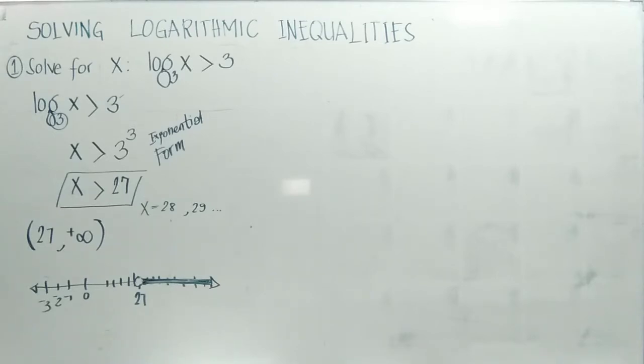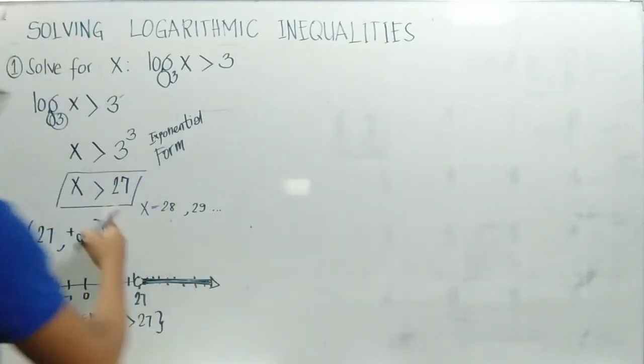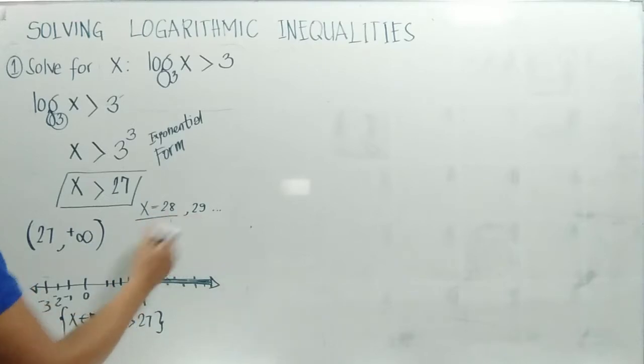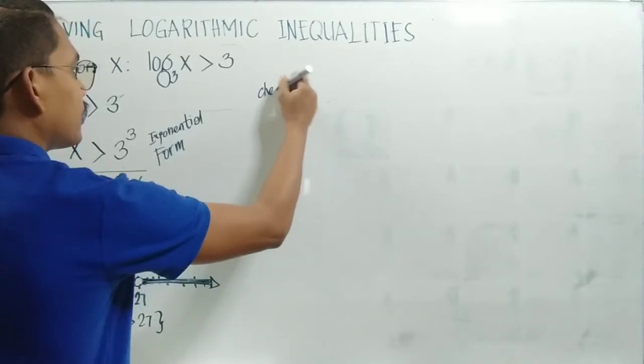Okay, so I guess that you can understand it using this illustration, or if you can write it using your set builder notation. X is an element of real number such that x is greater than 27. Okay, now let us check some values such as 28 and 29, or shall we say numbers greater than 27. So let's check 28.